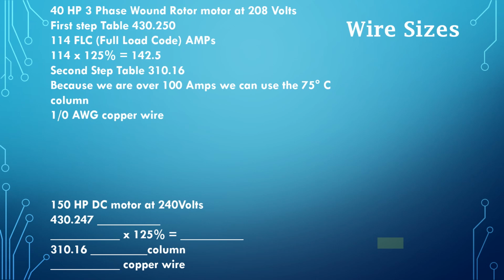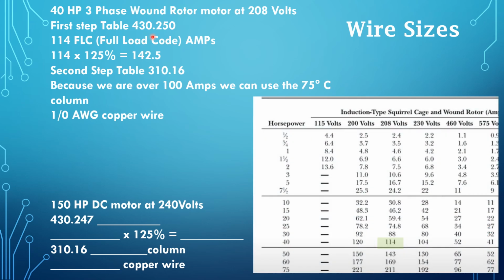A couple more examples just to practice doing this, right? If we've got a 40 horsepower, 3-phase wound rotor motor at 208 volts, our first step is going to be Table 430.250. We're going to look for the full load current for that 208 volts, 40 horsepower. The full load current is 114 full load current amps.